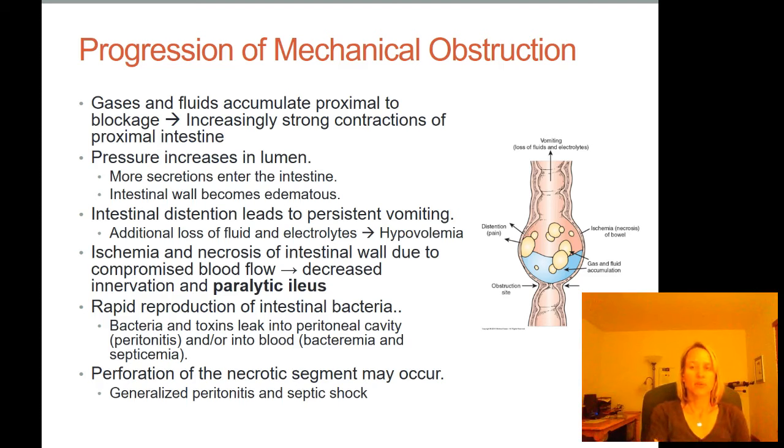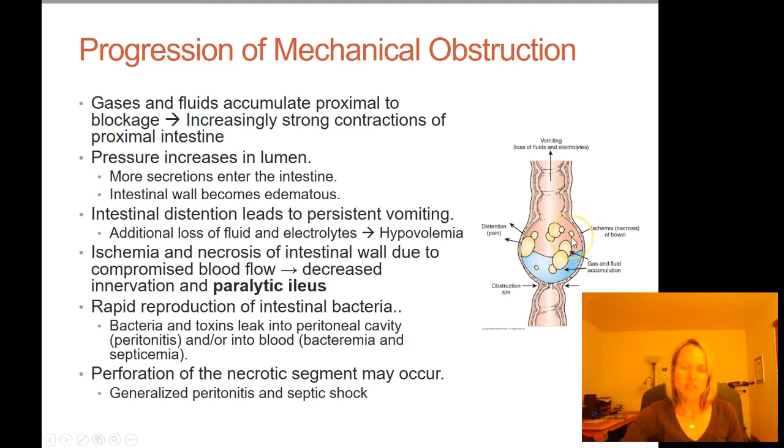Well, let's look at the progression of mechanical obstruction. So we start with a mechanical obstruction, and gases and fluids are going to accumulate proximal to that blockage. And this is going to cause increasingly stronger peristaltic contractions to try and push that stuff through past the obstruction. This is going to cause pressure to increase in the lumen, which will cause more secretions to enter the intestine. The intestinal wall becomes edematous.